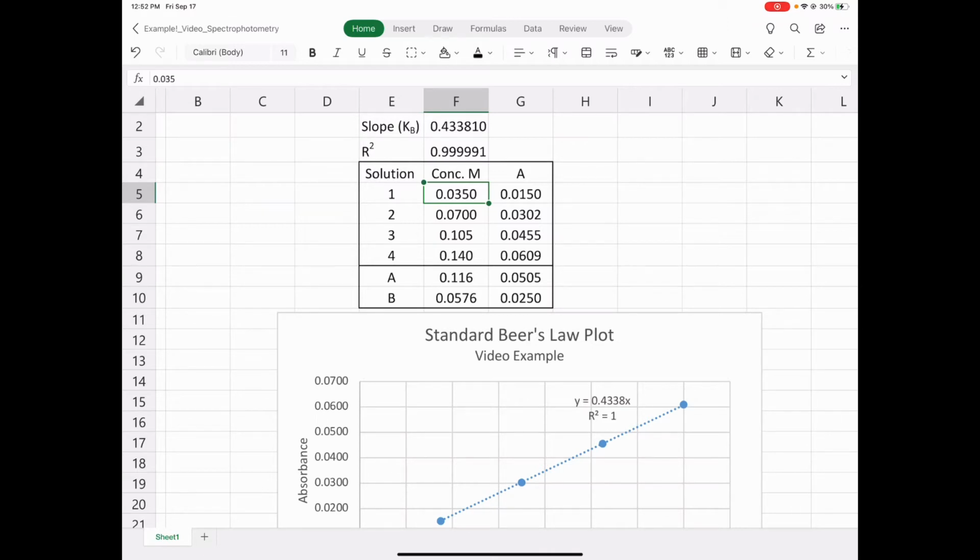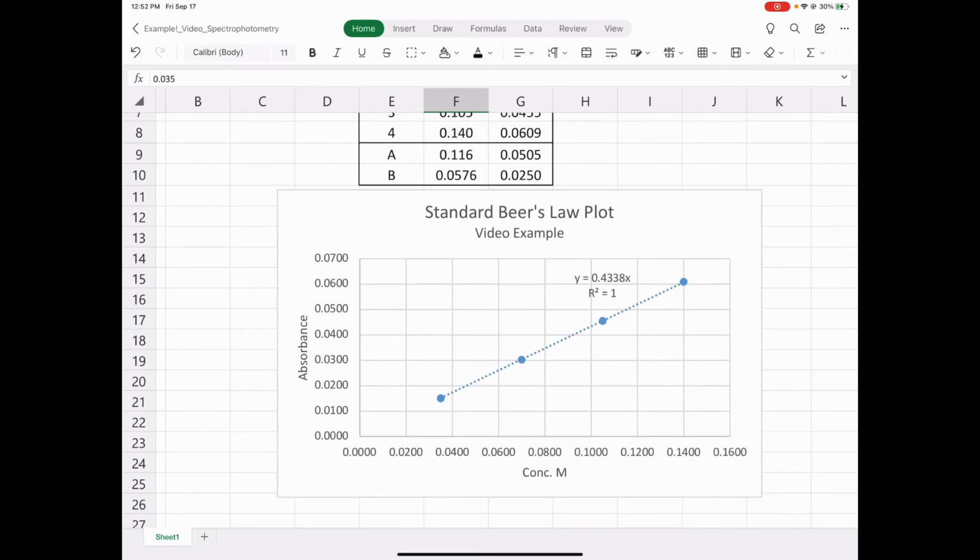The next thing I did was prepare the standard Beer's law plot of the example I gave you. I plotted the absorbance on the y-axis and concentration on the x-axis. As you see, I also adjusted the formatting of the x and y values. For the y values, I used a number format with 4 decimal places to show 3 sig fig absorbance values, and I did the same for concentration.